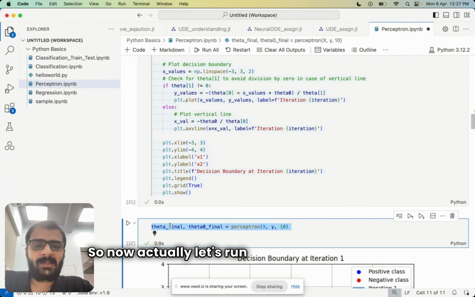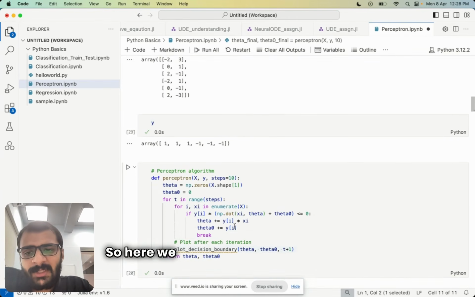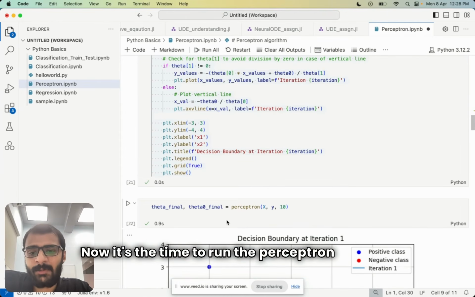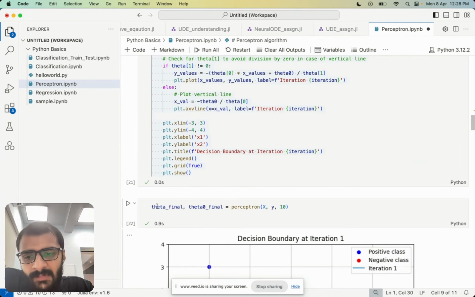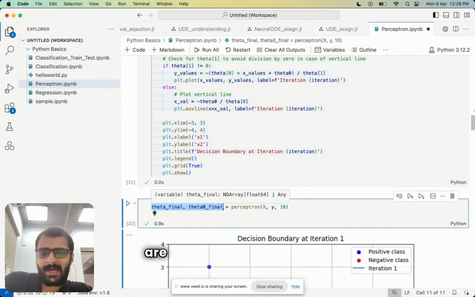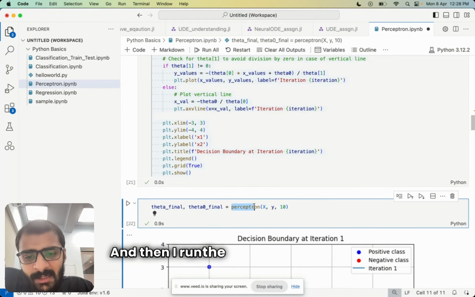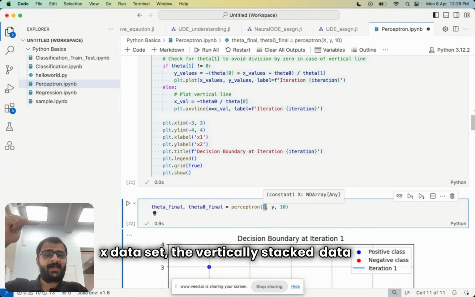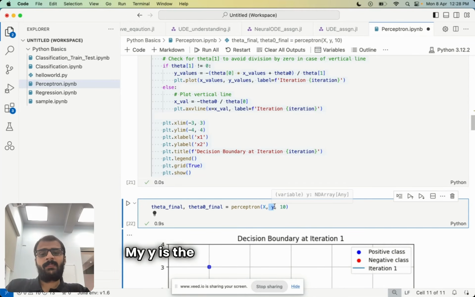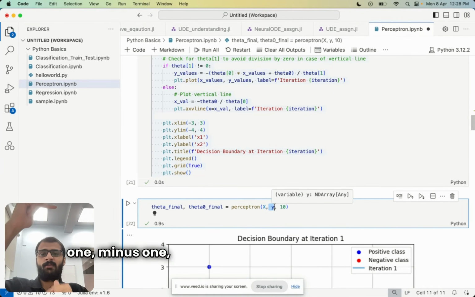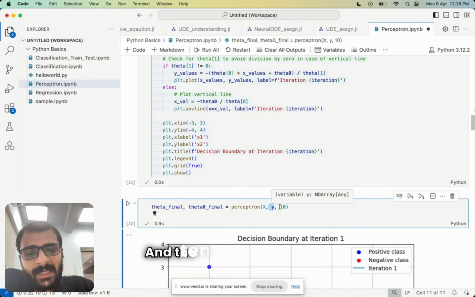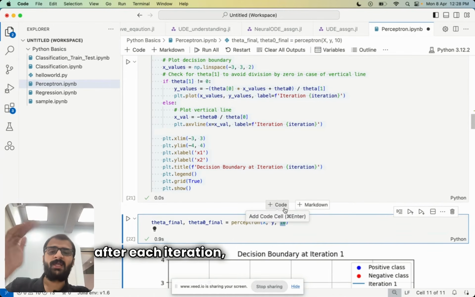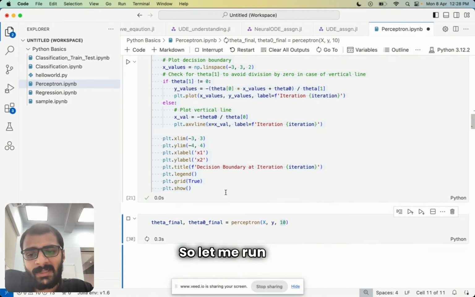So now actually let's run the perceptron code. So here we just define the function. Now it's the time to run the perceptron function. So theta final and theta not final are the results which I want. And then I run the perceptron function. I give the inputs as x, which is my x data set, the vertically stacked data set. My y is the plus 1, plus 1, plus 1, minus 1, minus 1, minus 1, those values. And the 10 is the number of iterations which I want to do. So I'll be showing you 10 different plots after each iteration, how the straight line is. So let me run this.